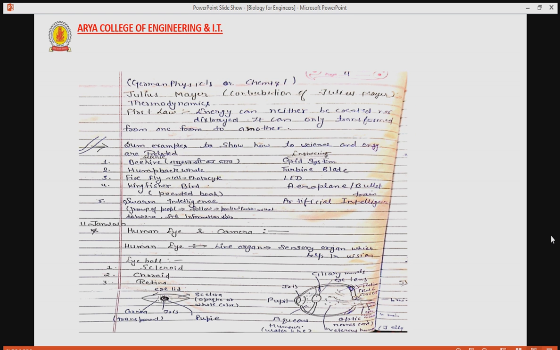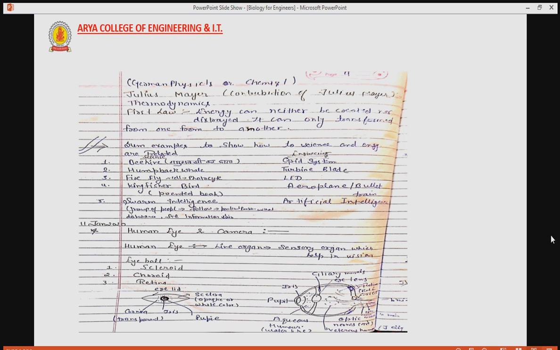Here are some examples which relate science and engineering, or we can say biology and engineering, like beehives, which in engineering terms we call the grid system. From the whale, the turbine's blade is designed. From the idea of the firefly, the LED was discovered, and from the kingfisher bird, aeroplanes and bullet trains were developed.